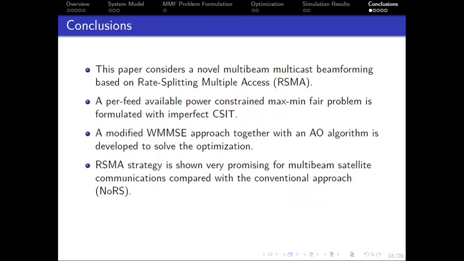In conclusion, this paper considers a novel multibeam multicast beamforming based on rate-splitting multiple access. A per-phase available power constraint max-min fair problem is formulated with imperfect CSIT. A modified weighted minimum mean square error approach together with an alternating optimization algorithm is developed to solve the optimization. And finally, the RSMA strategy is shown to be very promising for multibeam satellite communications compared with the conventional approaches.